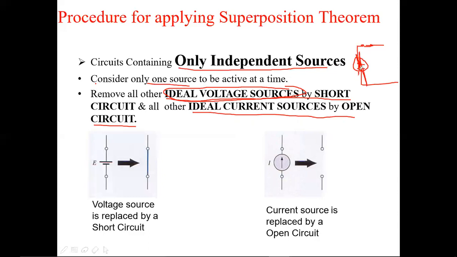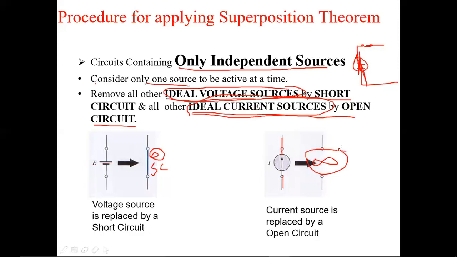Same, my third wording: ideal current sources are replaced by their internal resistance, that is infinity. This is an ideal current source which is going to be replaced with the internal resistance infinity. How? When the internal resistance is infinity, it is an open circuit. So this is infinity, and this is short circuiting, SC. This is 0, this is infinity.